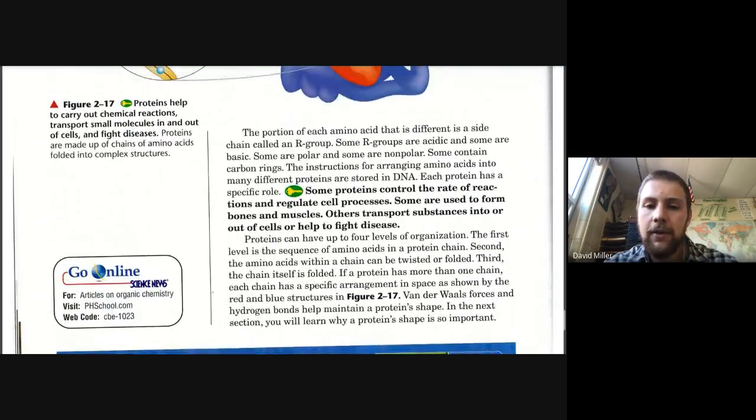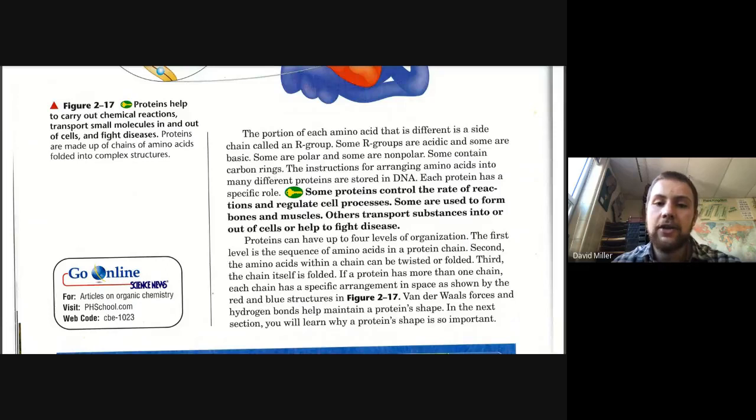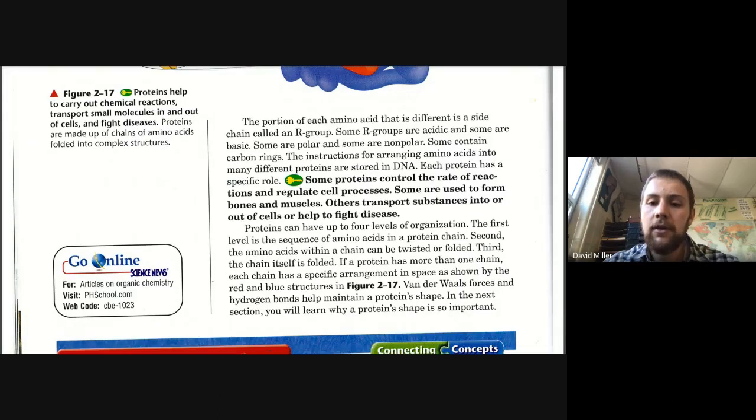The portion of each amino acid that is different is a side chain called an R group. Some R groups are acidic, and some R groups are basic. Some are polar, and some are nonpolar. Some even contain carbon rings. The instructions for arranging amino acids into many different proteins are stored in DNA. Each protein has a specific role.